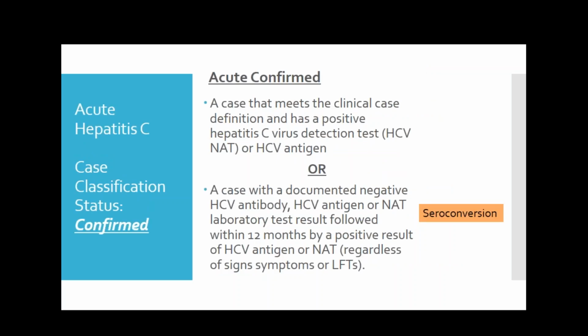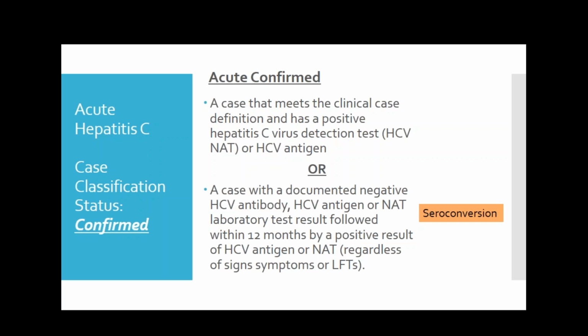Now, in terms of classification, as I mentioned earlier, there'll be confirmed or probable. But first, for confirmed, an acute confirmed case meets the clinical case definition and has a positive HCV detection test, NAT test, or the case had a documented negative HCV antibody, HCV antigen, or NAT lab test result followed within 12 months by a positive result of NAT or HCV antigen, regardless of signs and symptoms.